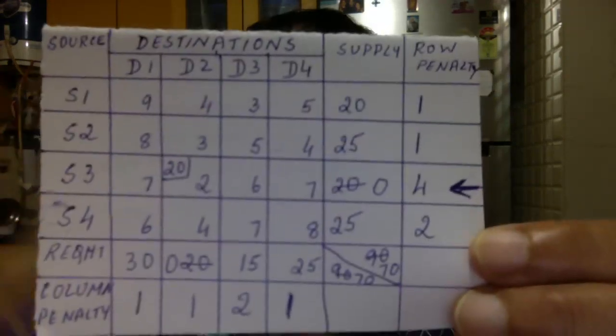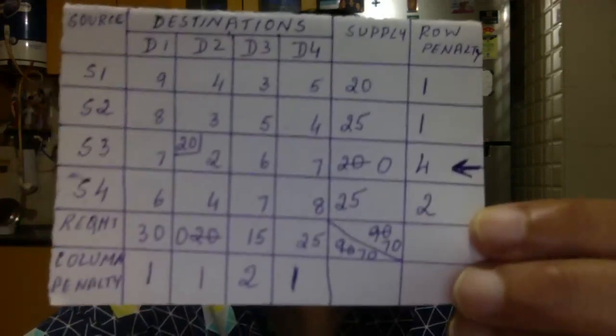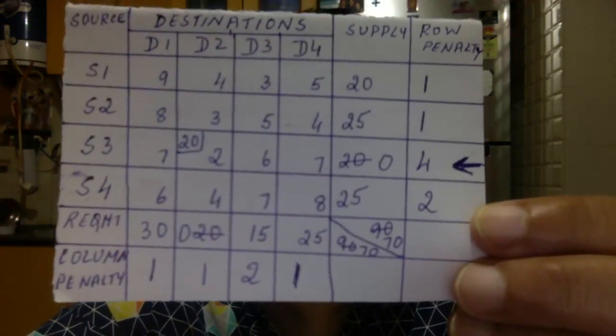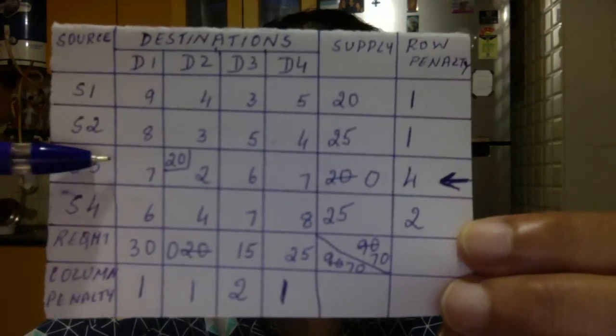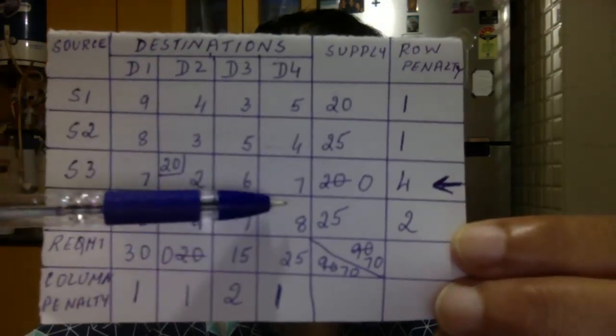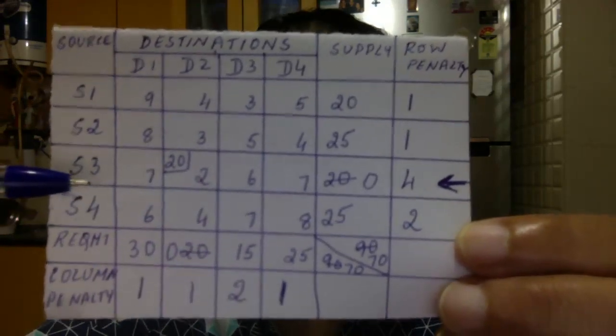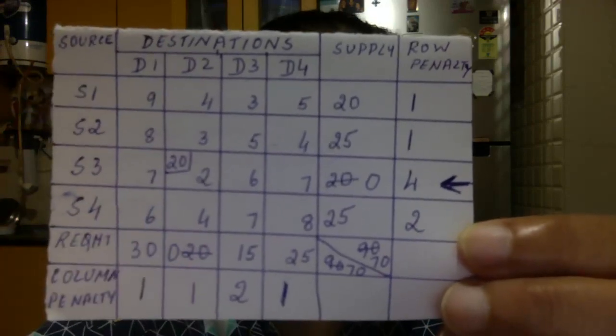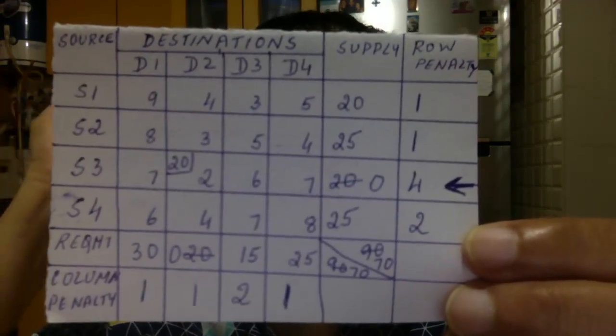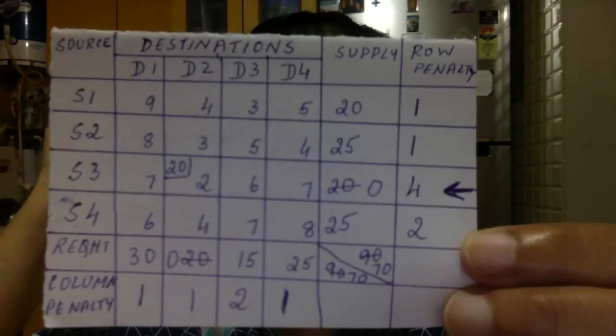Now class, please remember that we have to make one more matrix because we have to find new penalties. So why new penalties? Because this whole row will be eliminated. This whole D2 column will be eliminated. All right, so you will have to rule a new matrix now. Get ready.